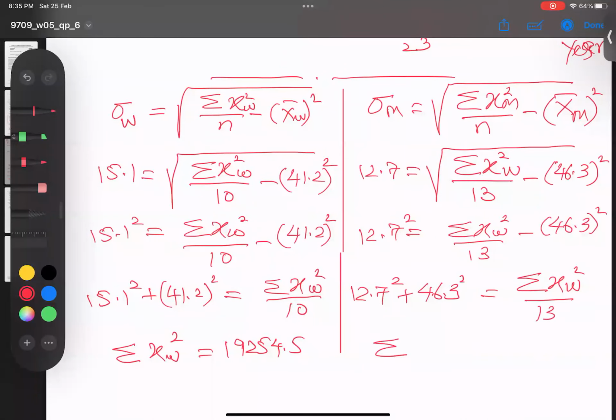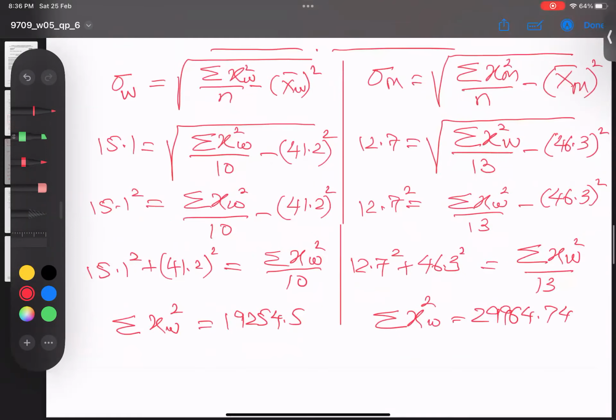Now I'm writing finally from here, I believe you understand. So 12.7 to power 2 plus 46.3 to power 2, and the answer times 13. And I'm getting 29964.74. And now he's asking to find the deviation of the whole group.